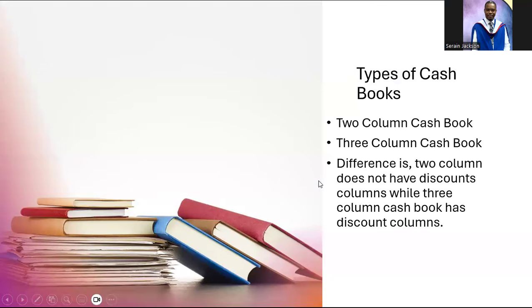Now we have two types of cash books. We have the 2-column cash book, which is pretty simple, and the 3-column cash book, which is also pretty simple. The difference though is that the 2-column cash book does not make allowance for discounts, while the 3-column cash book makes allowance for discounts. So in the 2-column cash book, you will not find any discount column, while in the 3-column cash book, you will find the discount columns.